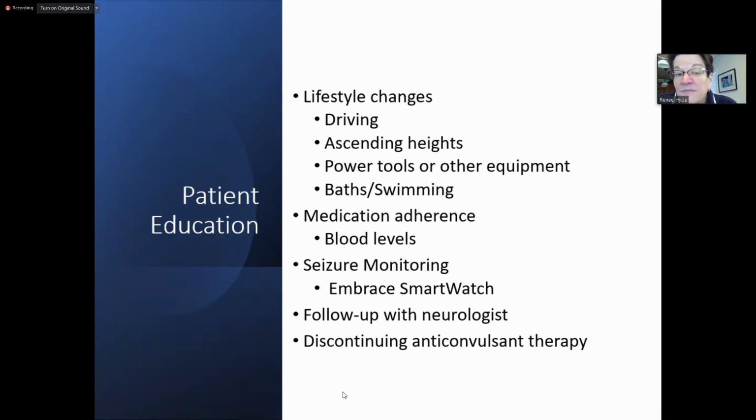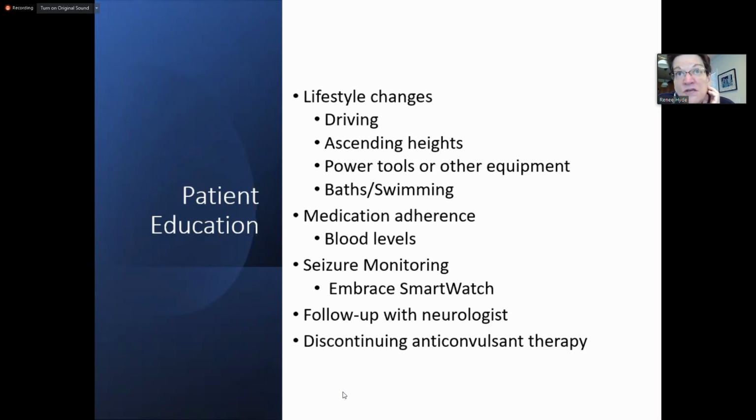Typically, we don't like these patients to be on ladders or work in construction where they're at heights. We don't want them to use power tools or other equipment, especially until we see what effects those medications are going to have. Baths are probably not a good idea, and swimming alone definitely is not, because if they seize and slip under the water, they can drown very easily if they're not monitored. Typically, we recommend showers to our patients with seizure disorders.